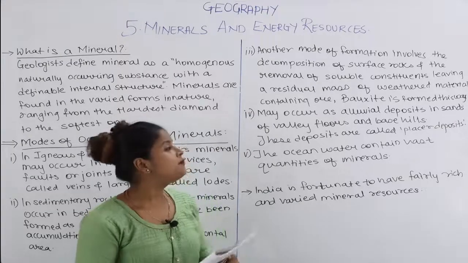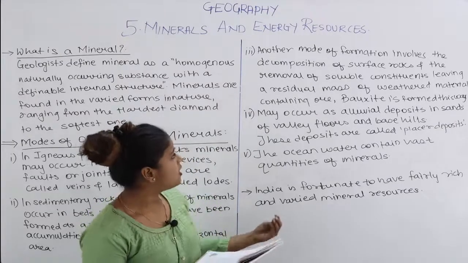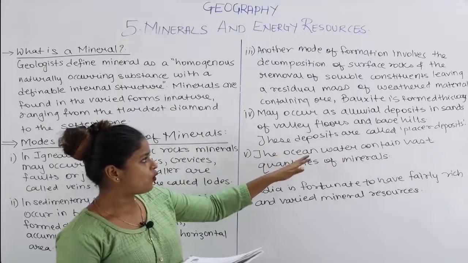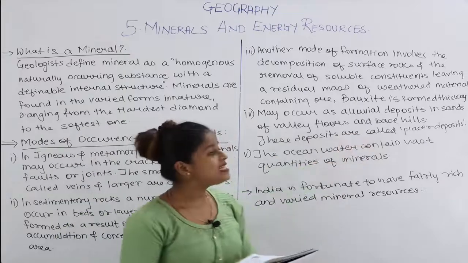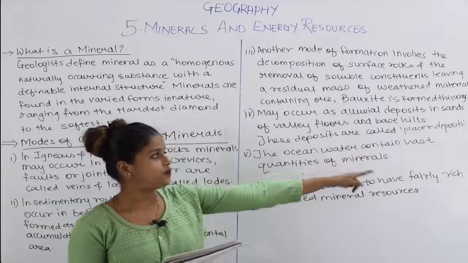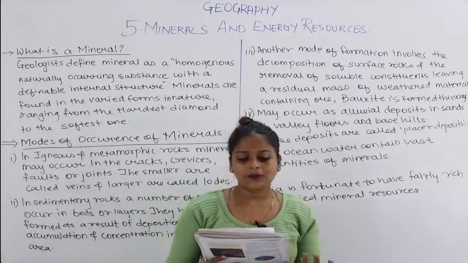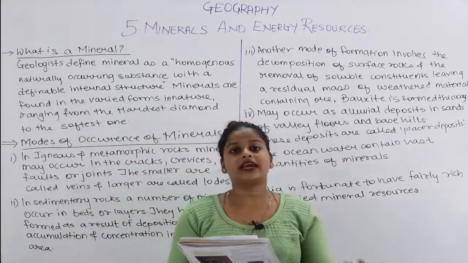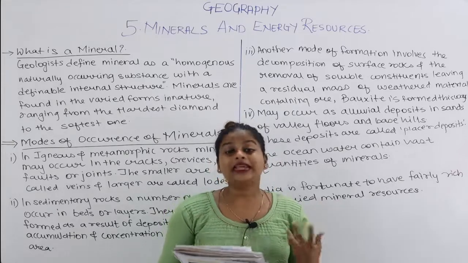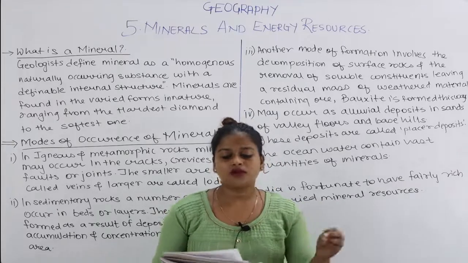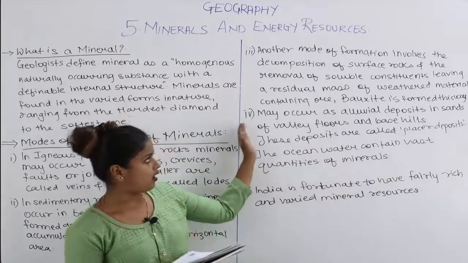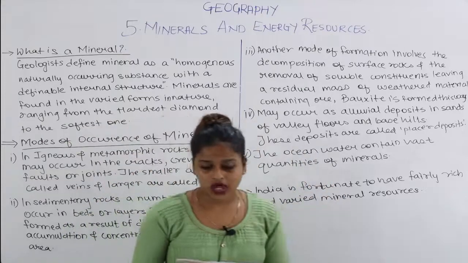certain minerals may even occur as alluvial deposits in the sands of valley floors and the base of hills. These deposits are called placer deposits, and generally they contain minerals. Gold, silver, tin and even platinum are the most important among such minerals. Okay, here is where the alluvial deposits are.